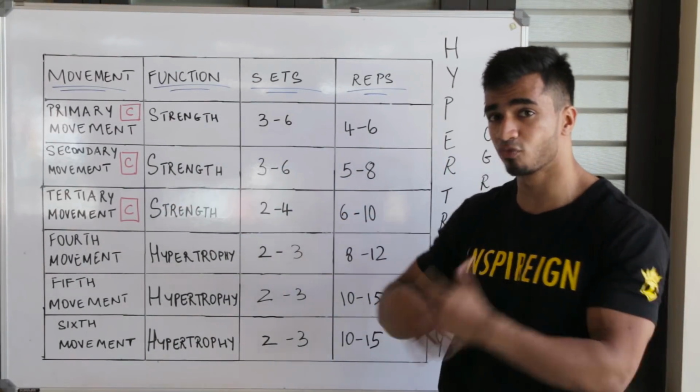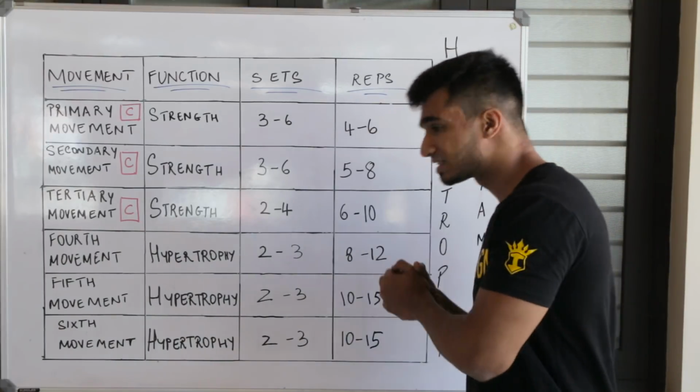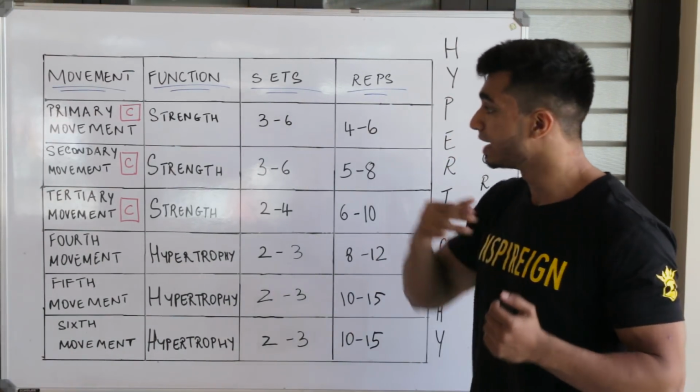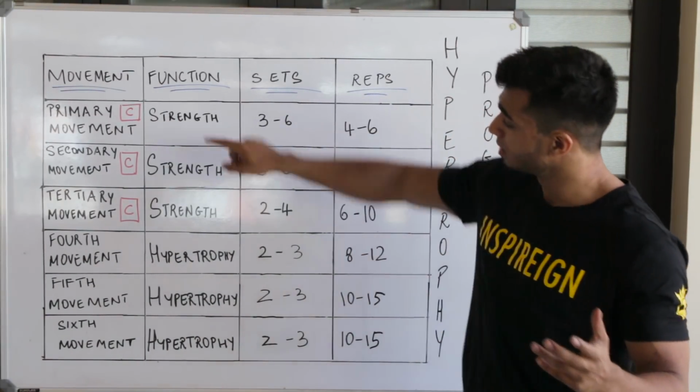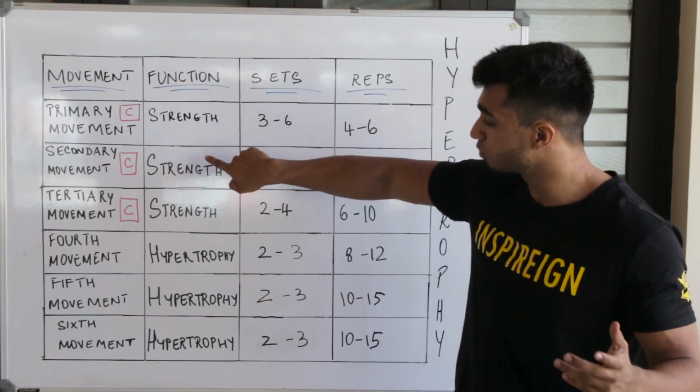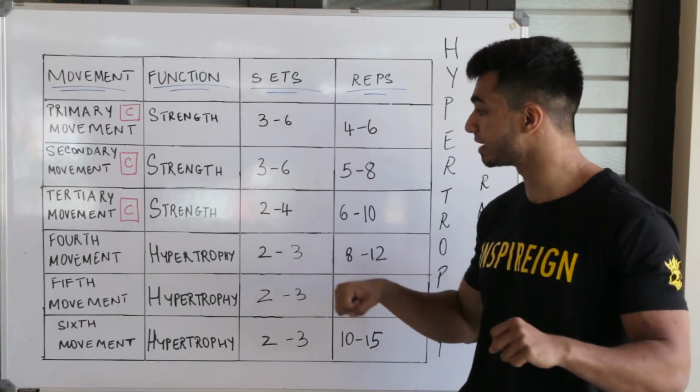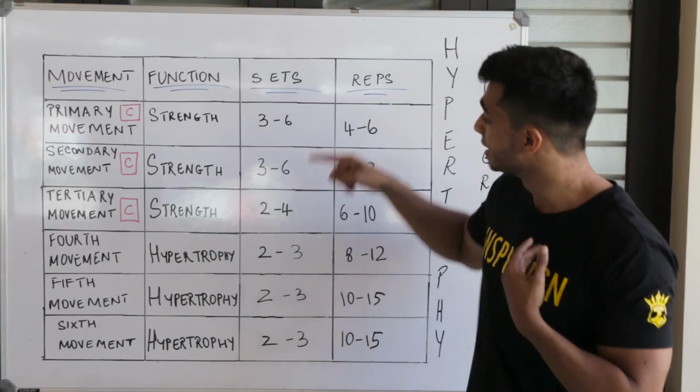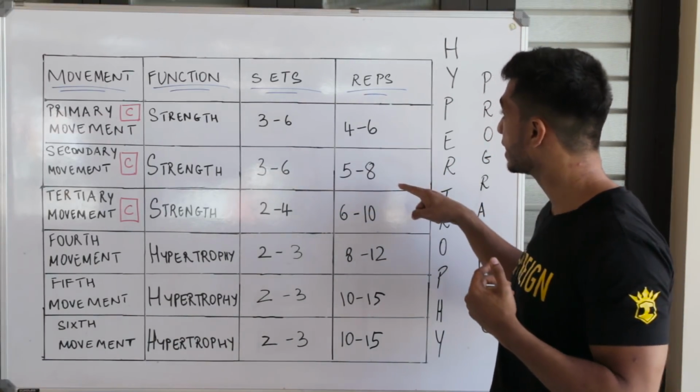Secondary movements would be to focus on weaker areas. For instance, I have a weaker upper chest, so if I'm doing chest day, this would be my flat bench, this would be my incline dumbbell press in order to build that weaker chest. 3 to 6 sets, 5 to 8 reps.